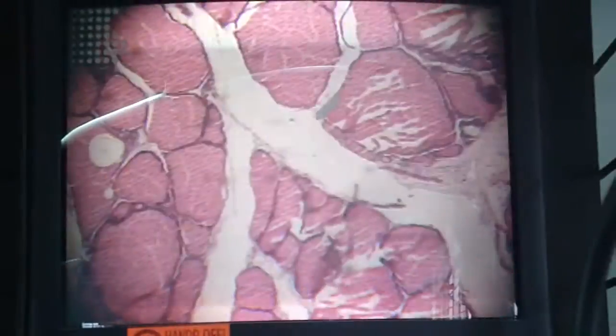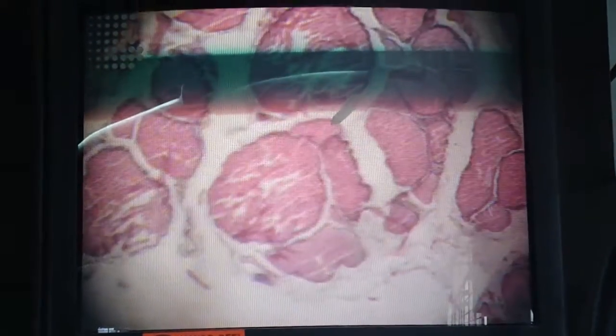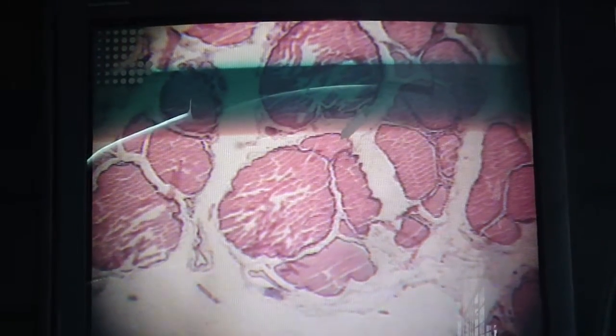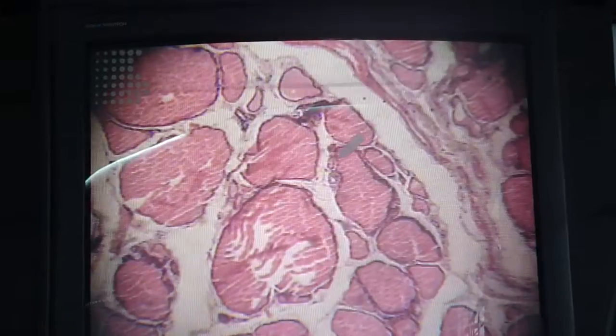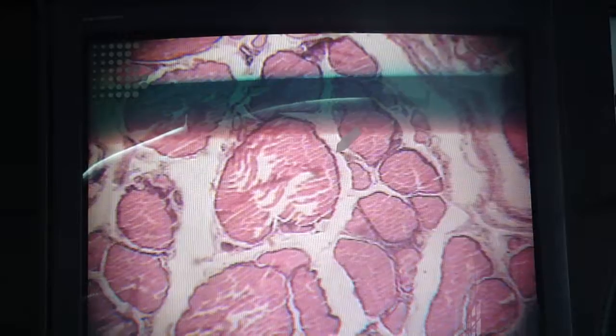And then this one, you have seen this during your first day of introduction to the slides when you were looking for lining epithelium. You remember? What's this organ? Thyroid, of course. Very popular. So this is your thyroid gland.